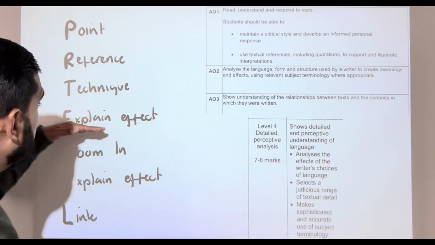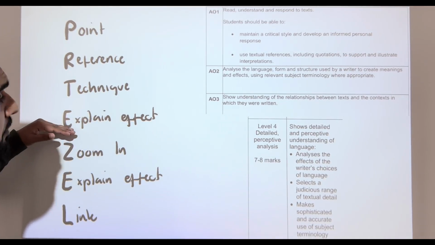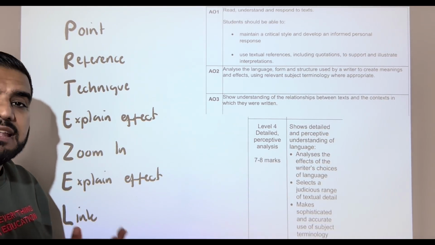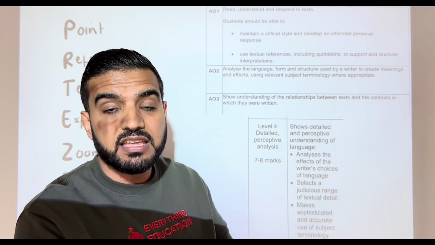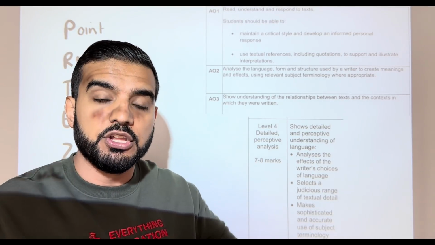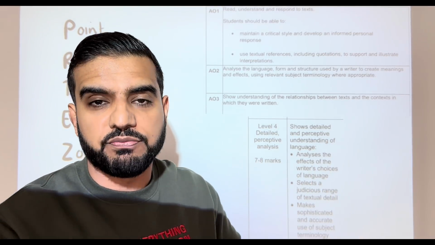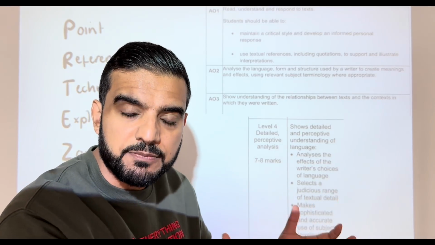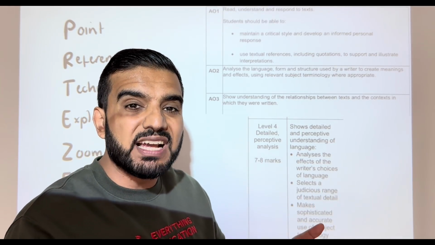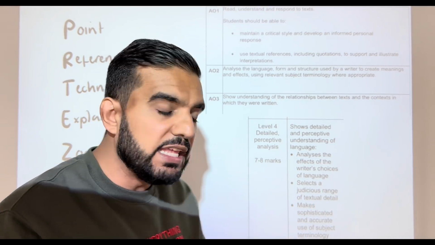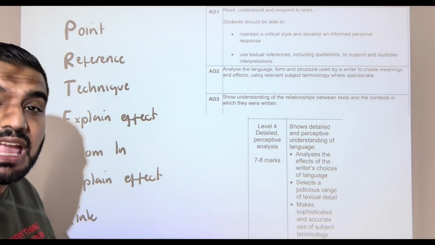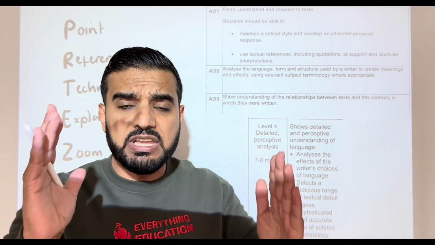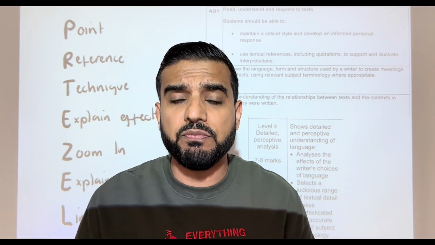Now, the first half of Pretzel, P-R-T-E, is like any other paragraph, like Peter, PL, P, because essentially it's your point, your reference, your technique, your effect, which is what they all are the same. But where it takes you that step further very easily is through the zoom and the effect. So by the time you get to the end of your paragraph, you've really dissected the piece of evidence that you chose.